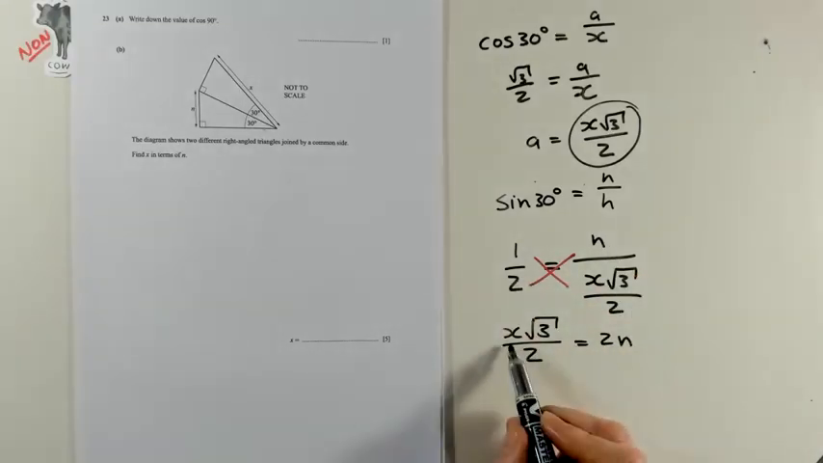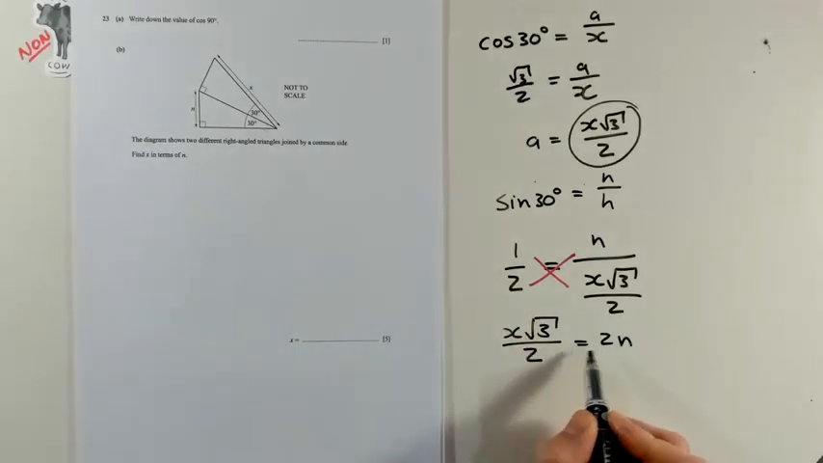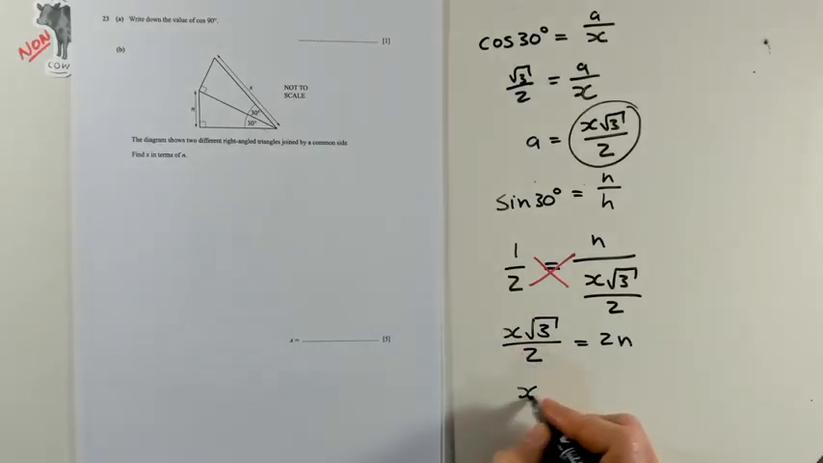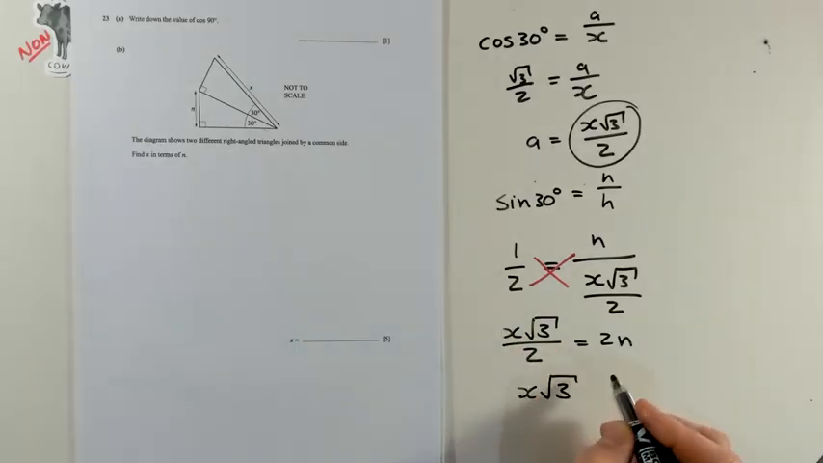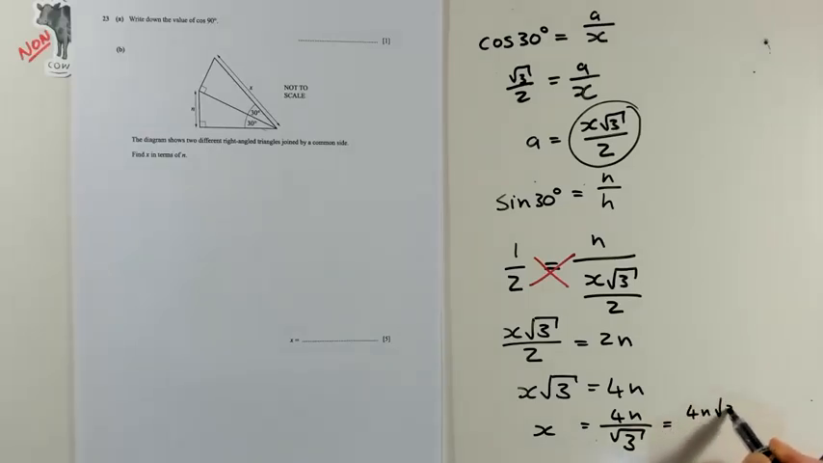And then I want x alone because they said find x in terms of n. So times 2 on both sides. So x square root of 3 is going to be 4n, and then ending up x should be 4n over square root 3. If you don't want to leave it like this, you just multiply by square root of 3 top and bottom. Maybe that would be smart to just have this in the end.